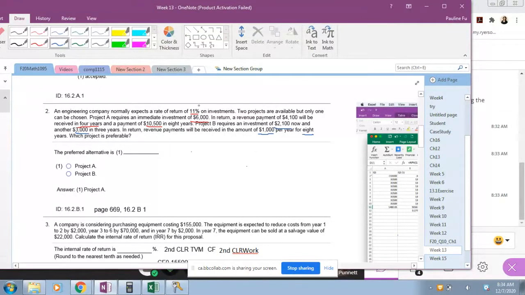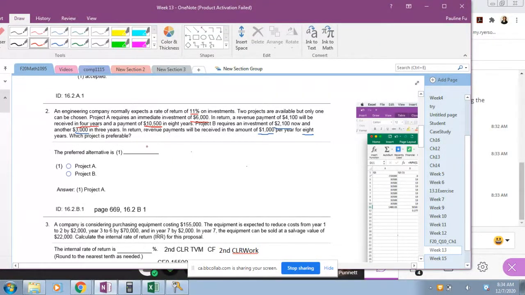So for the calculator, we need to find the NPV for project A and the NPV for project B. Project A, I will use red color. See, everything I use red color.